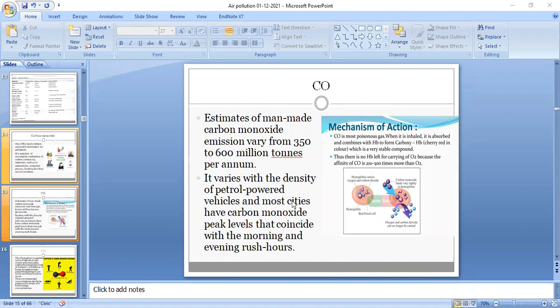Now, what is the mechanism of action that affects the health hazards? Carbon monoxide has higher affinity to bind with the hemoglobin than oxygen and carbon dioxide. So when it is in higher amounts in the atmosphere, it binds with greater affinity to the hemoglobin, forming carboxyhemoglobin that is cherry-red in color, which causes the symptoms of carbon monoxide poisoning.